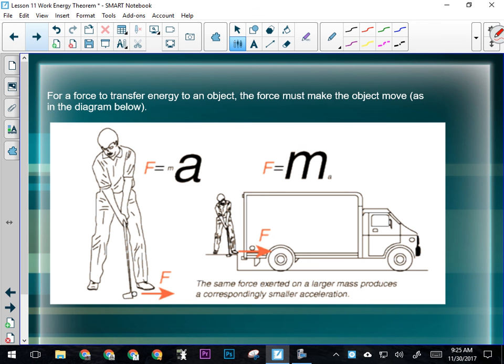Okay, so for a force to transfer energy to an object, the force has to make the object move. Otherwise, D is 0, and we don't have any work.